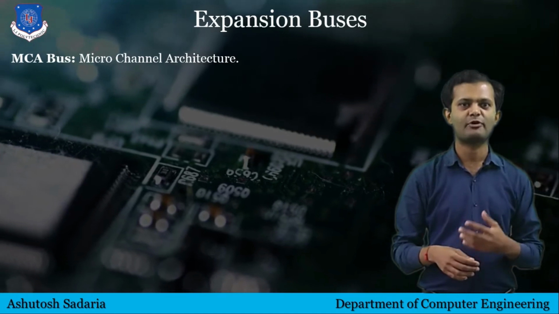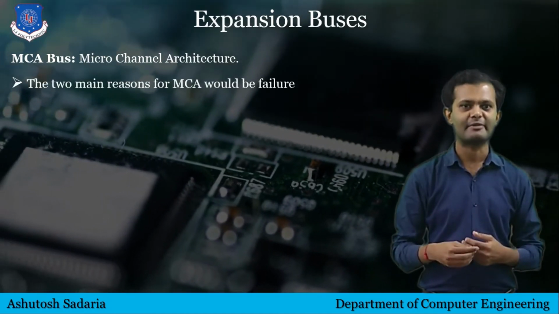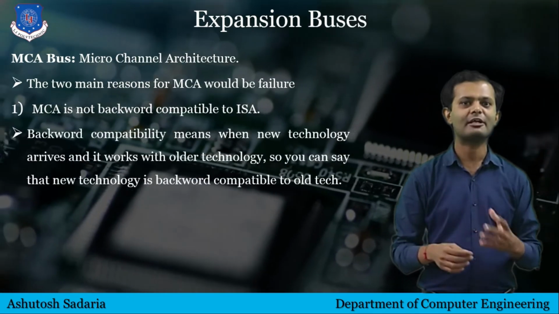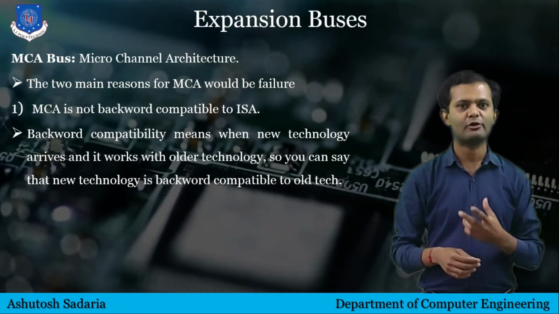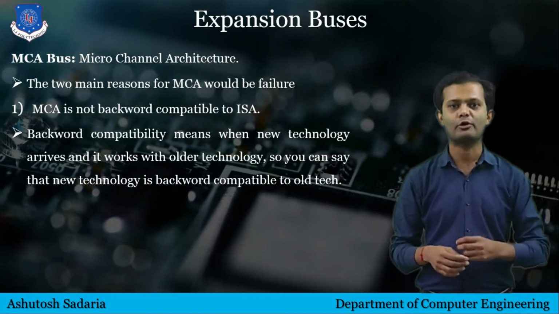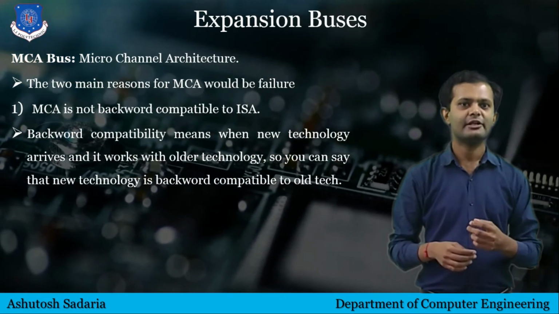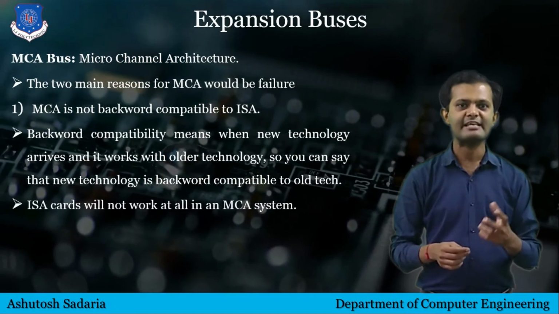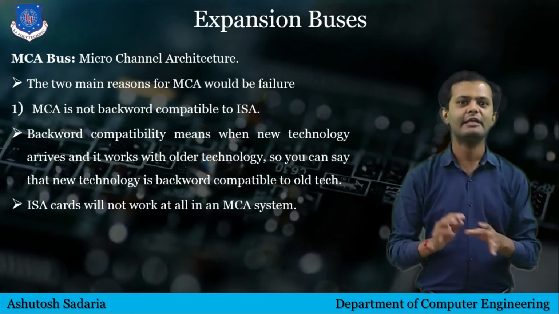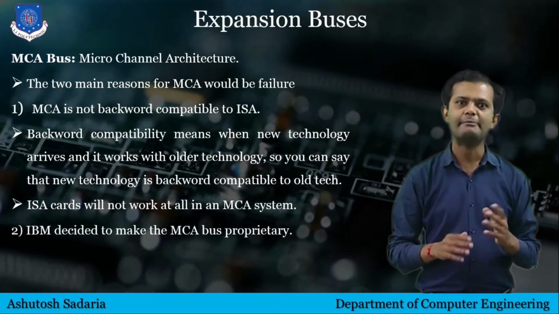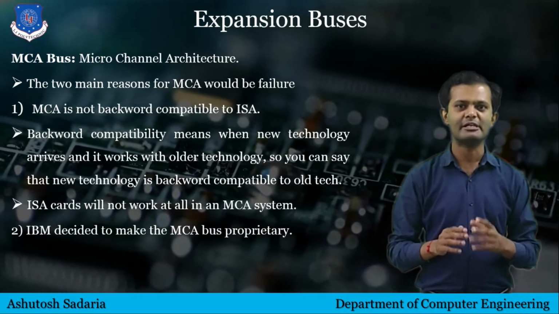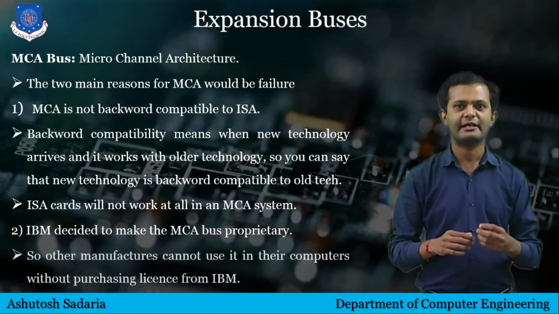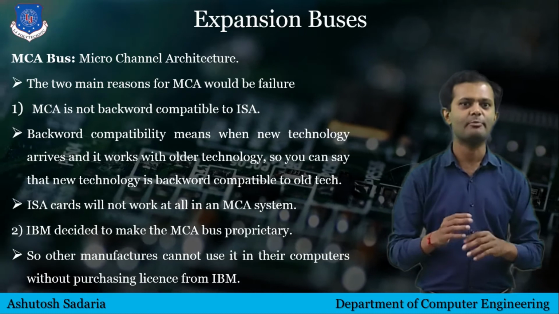The two main reasons for MCA's failure in the marketplace were these. First, MCA is not backward compatible to ISA. Backward compatibility means when new technology arrives and it works with older technology, you can say that the new technology is backward compatible to the old technology. That means an ISA card will not work at all in MCA systems. Second, IBM decided to make the MCA bus proprietary. So, other manufacturers could not use it in their computers without purchasing a license from IBM.